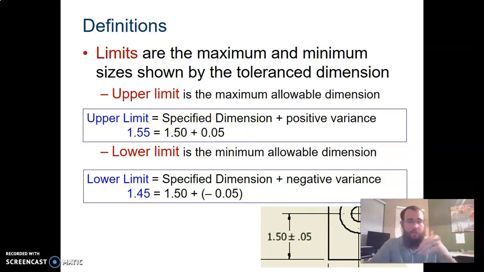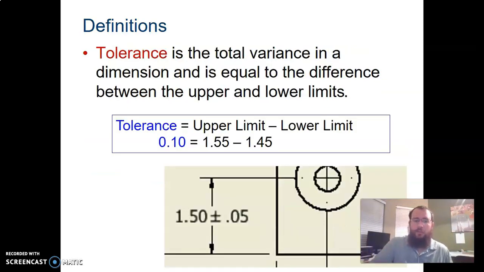So if you wanted to find the upper and lower limit, I think it's pretty straightforward. Just understand the terms: limits, upper limit, lower limit, specified dimension. That's more what I'm pointing out. I'm sure you can add and subtract things and figure this out on your own.